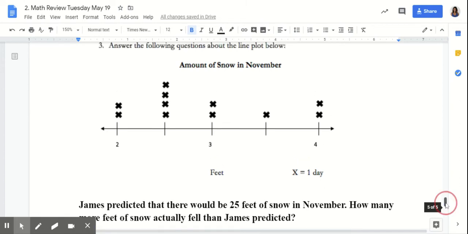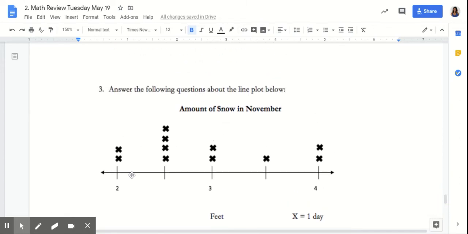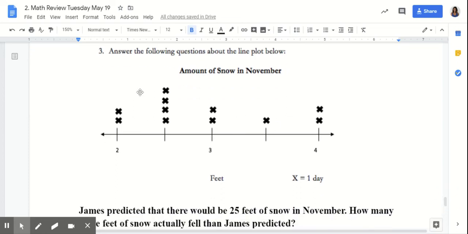Now, we have some information here. So each day, again, when we're looking at line plots, each X represents the days. So on this, it's showing a certain amount of days, and then it's showing how many feet of snow fell on these certain amount of days. So in order for me to figure out how much fell in all of November, I need to make sure I add all of these X's up before I can even figure out the difference between how much actually fell.